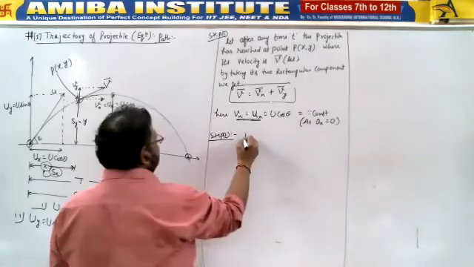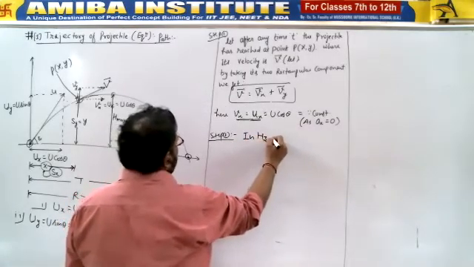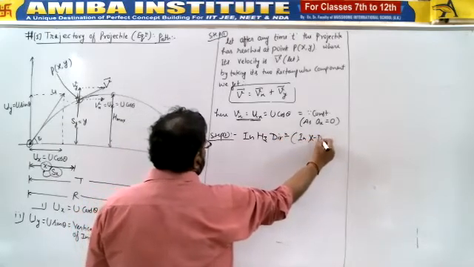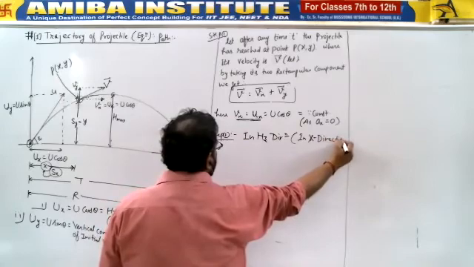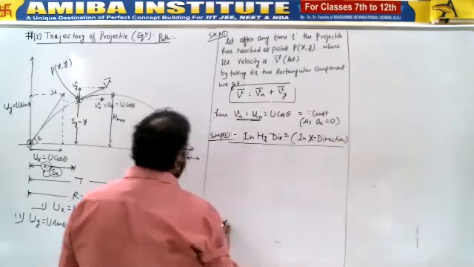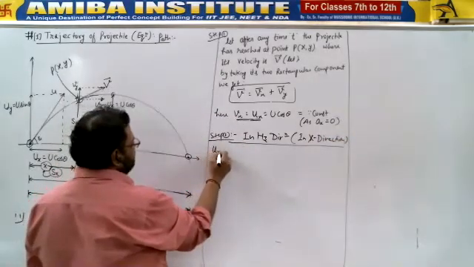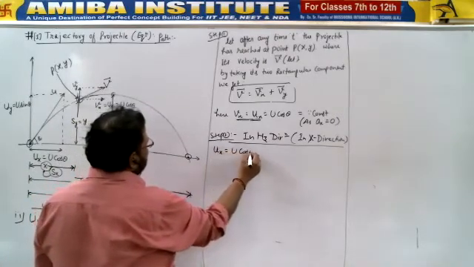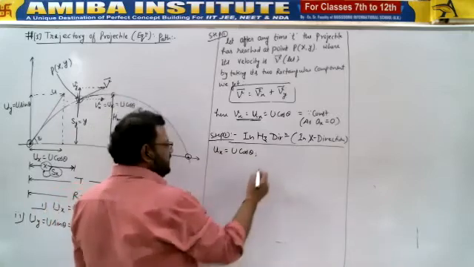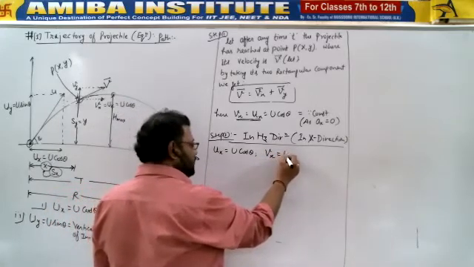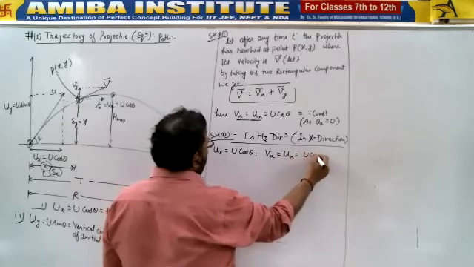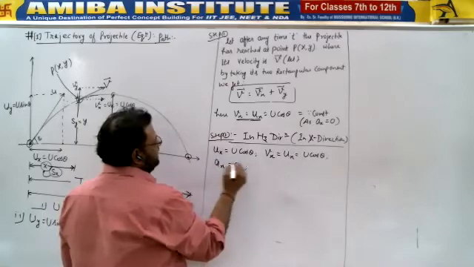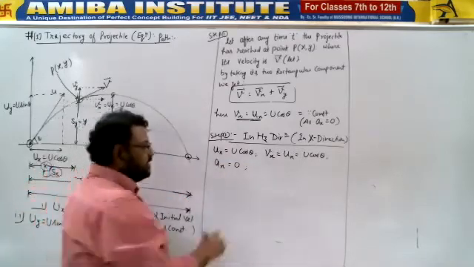So in x direction, means in horizontal direction, in x direction, ux is equals to u cos theta, right? Vx is also ux only, so it is also u cos theta. Ax, there is no ax, so ax should be 0.